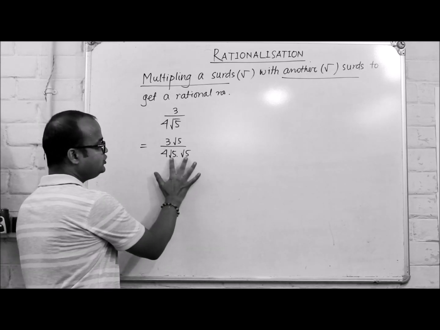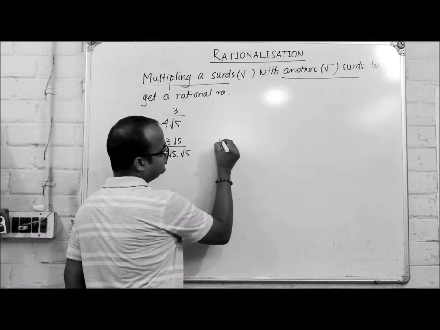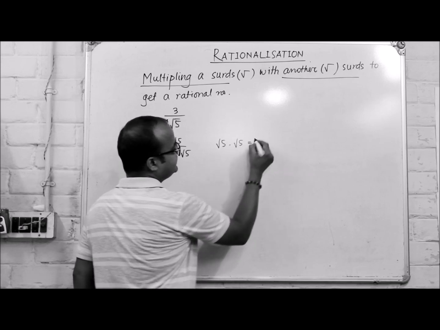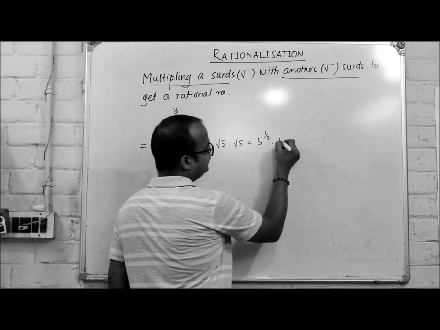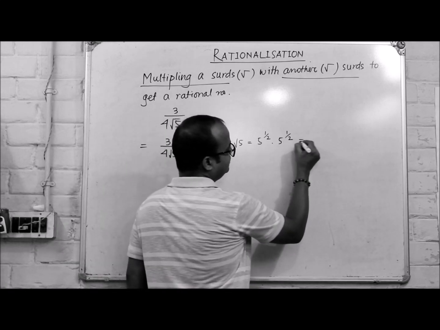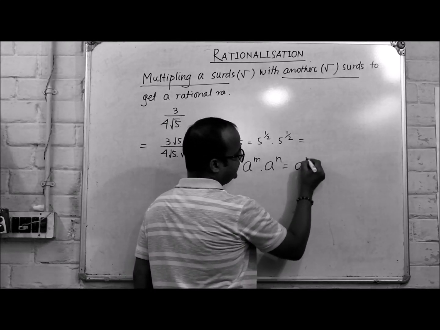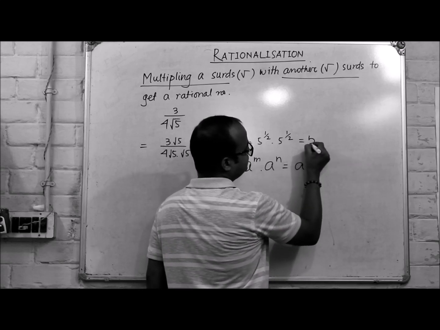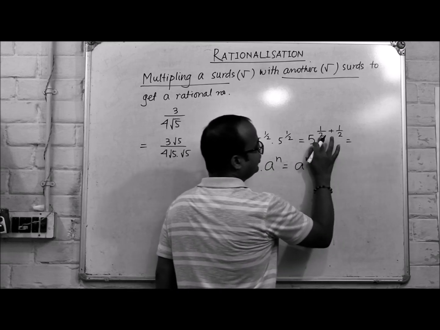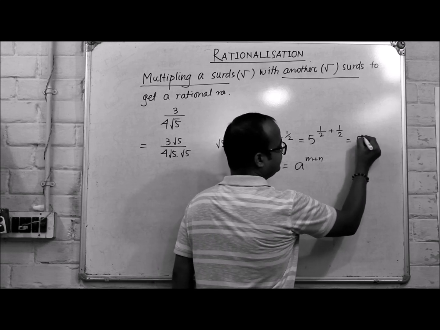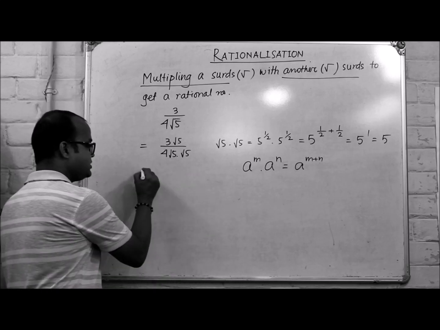Now what is the advantage? We know that root 5 into root 5 is equal to 5. How? Let's check. Root 5 can be written as 5 to the power 1 by 2 using the law of exponents, into 5 to the power 1 by 2. Now if we apply a raised to m into a raised to n is equal to a raised to m plus n, this can be written as 5 to the power 1 by 2 plus 1 by 2. 1 by 2 plus 1 by 2 is 1. So 5 raised to 1 is equal to 5. So root 5 into root 5 is equal to 5.